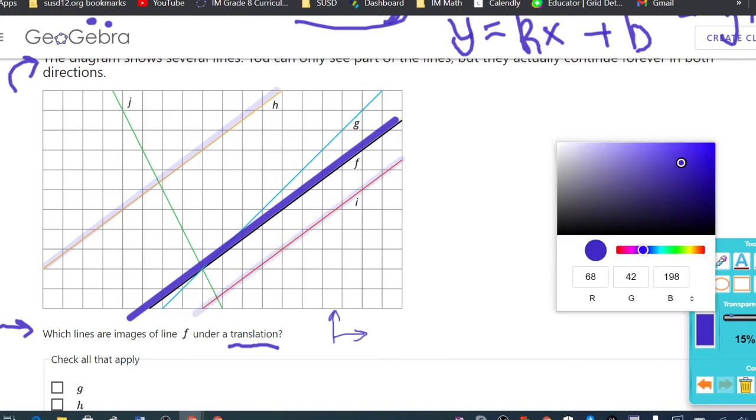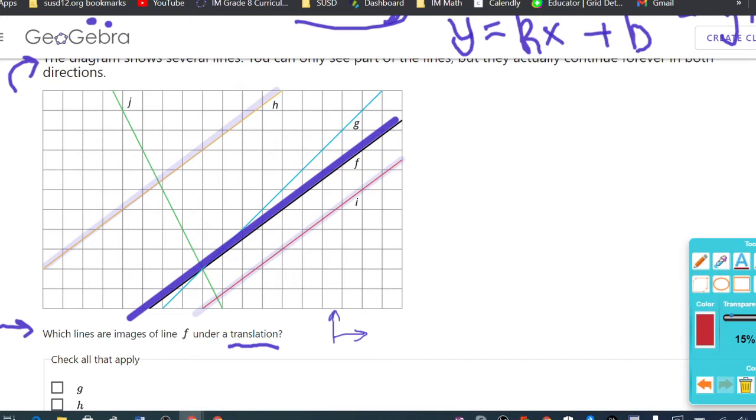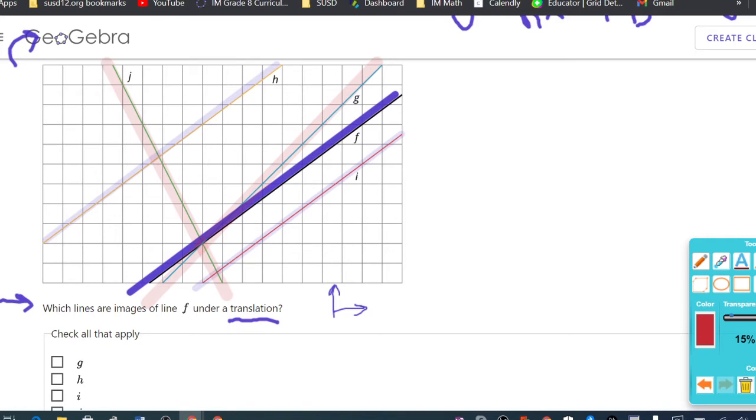Now, lines that do not look like a translation are lines J, because it has a totally different slope, so that would be a rotation. Whoopsie, I don't want that tool. I wanted to show that looks like some rotation, but we are not looking for rotations. And then line G also has a different slope of the line, so that shows some kind of rotation. Okay, go ahead and check the boxes. Which lines are images of line F under a translation? Okay, keep going.